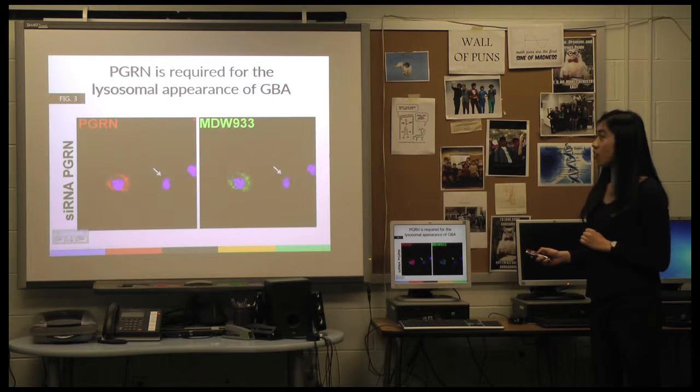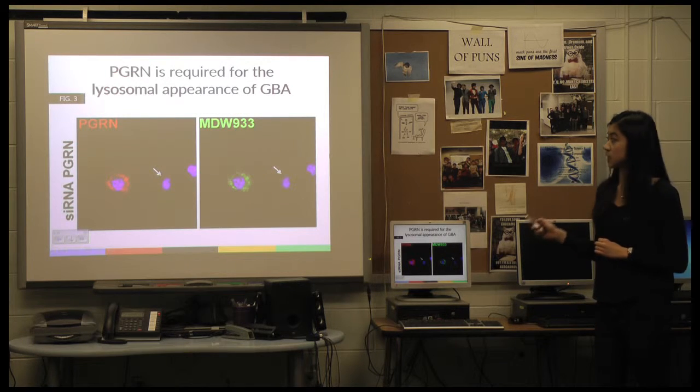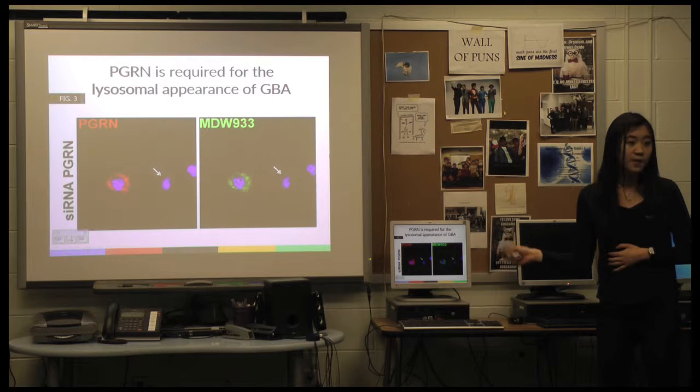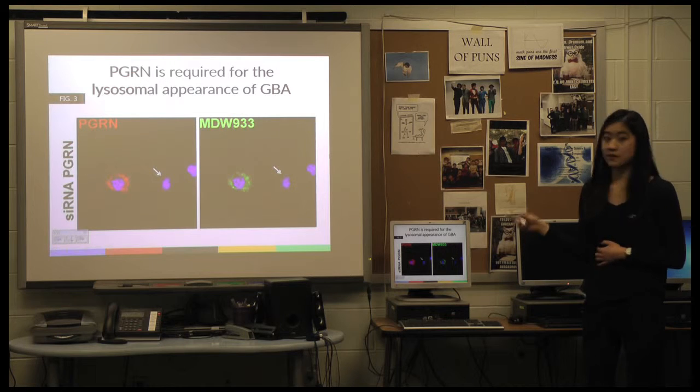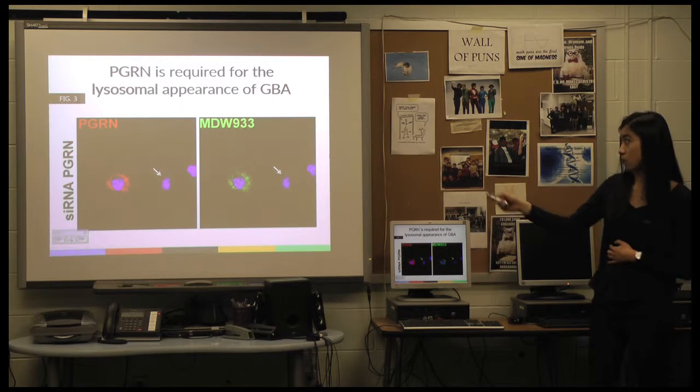Using our knockdown of progranulin, we saw that there were undetectable levels of GBA as well. What this meant was that progranulin was essential for the lysosomal appearance: in order to have GBA in the lysosome, you needed progranulin.